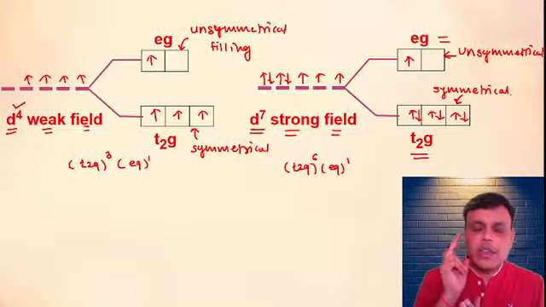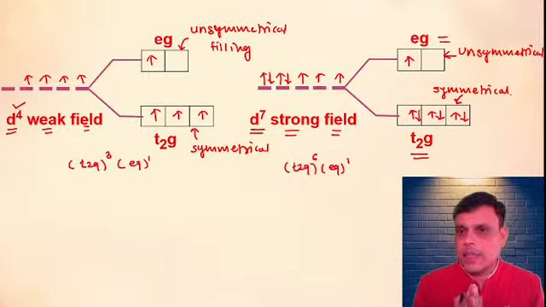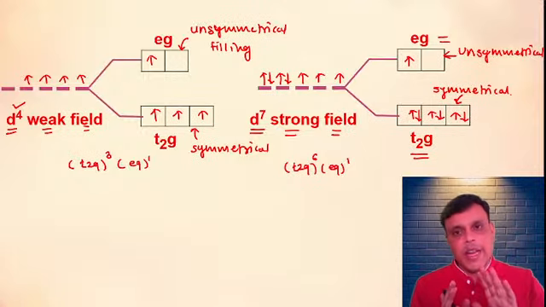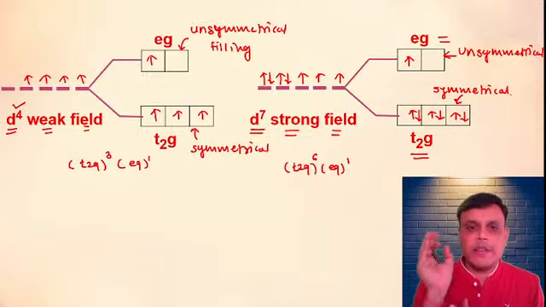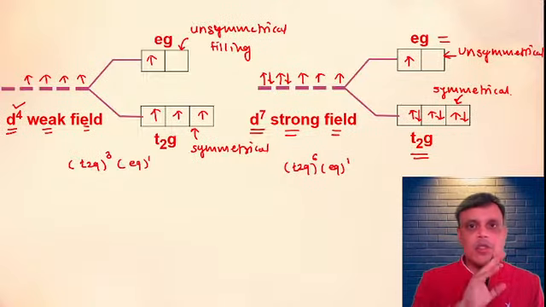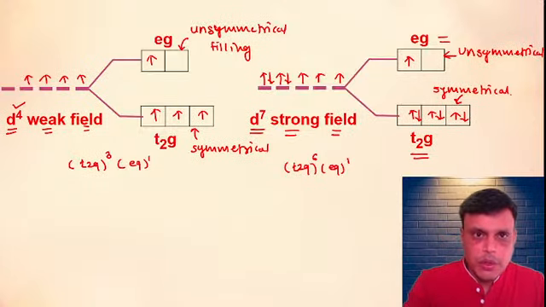Understood? When does Jahn-Teller distortion take place? When the orbitals are unsymmetrically filled. Jahn-Teller distortion will not take place when the orbitals are symmetrically filled, that means exactly half filled or completely filled. In that case Jahn-Teller distortion will not take place. Okay? So you have understood.